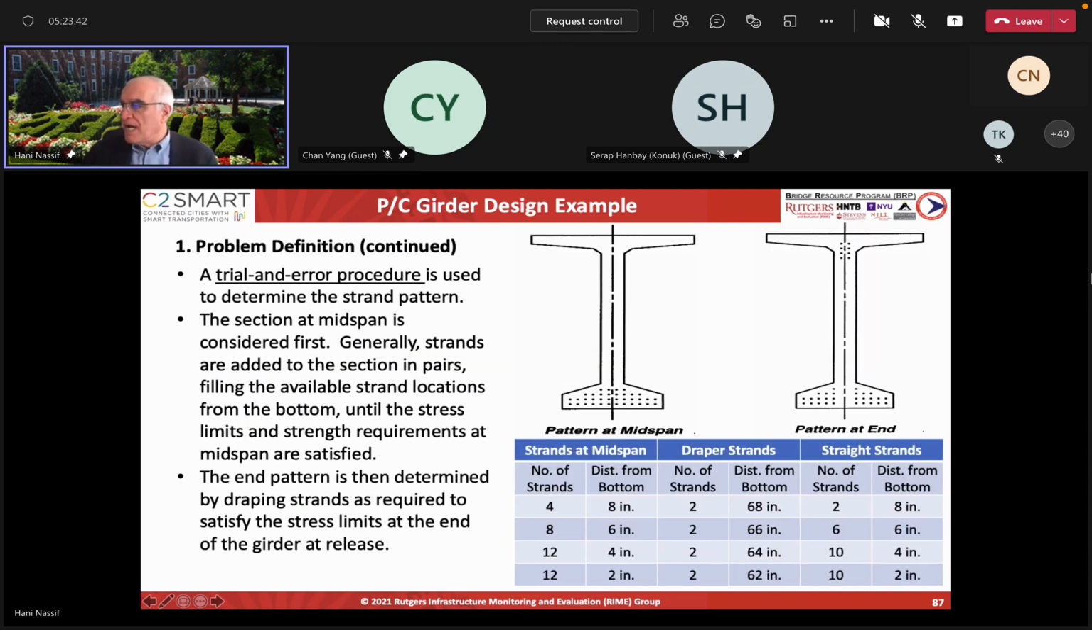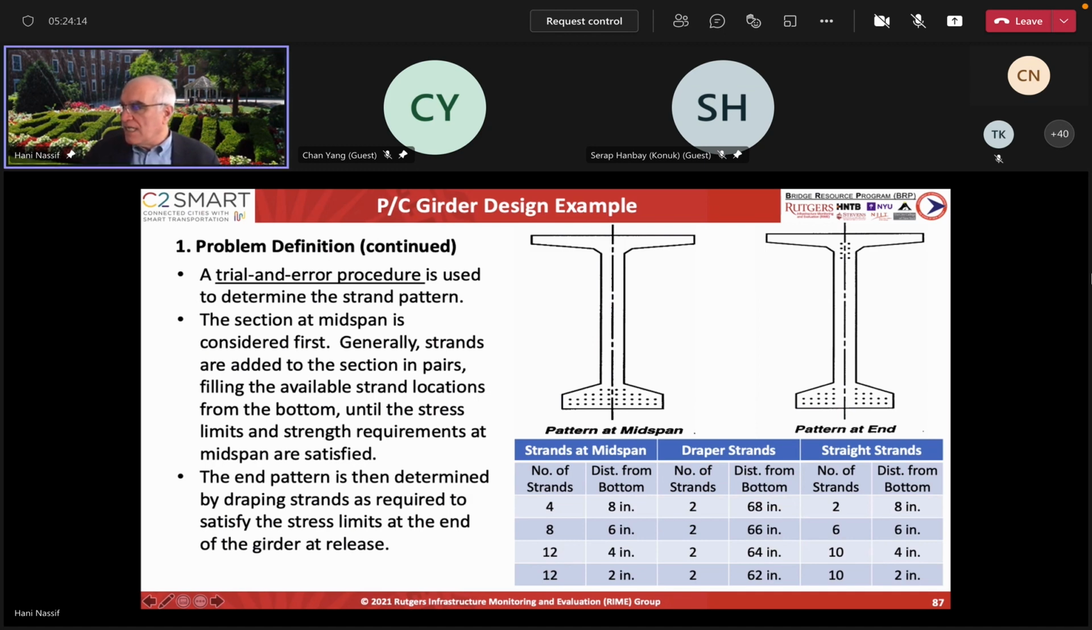So here is the pattern we're using. Here we're putting 4 strands at 8 inches distance from the bottom, and I'm putting 8 strands at 6 inches from the bottom. And I'm putting 12 and 12, two layers, one at 4 inches and one at 2 inches from the bottom. And here the drape tendons, I am putting 2, 2, 2, at 68, 66, 64, 62.